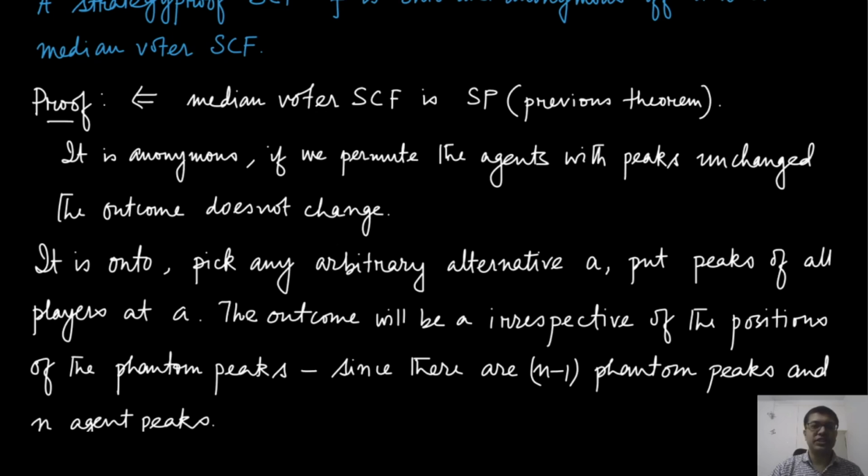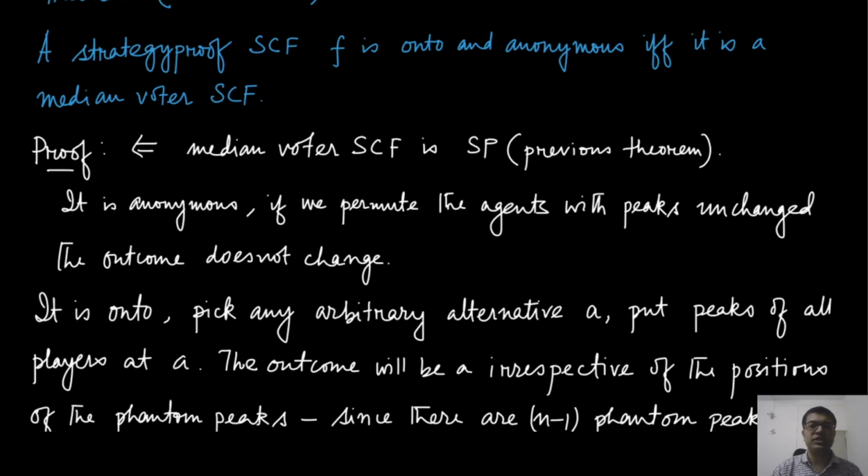So the reverse direction is fairly simple. We'll have to show that the median voter social choice function satisfies these three properties. We have already seen that it is strategy-proof from the previous theorem. It is anonymous because if we permute the agents with their peaks unchanged, the outcome does not change. The median voter only looks at the peaks and finds out the median of that along with the phantom peaks, and that is completely anonymous.